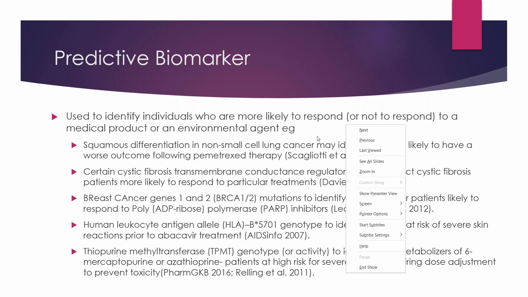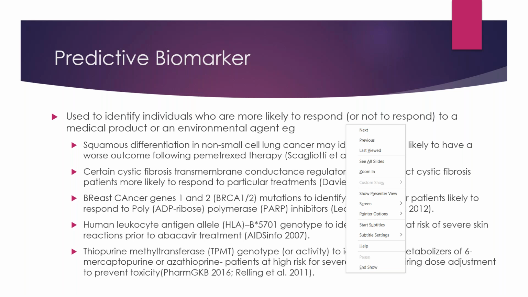So, for example, squamous differentiation in non-small cell lung cancer identifies subjects that are likely to have a worse outcome following pemetrexed therapy and who would be better off being treated with platinum-containing mixtures. Certain cystic fibrosis transmembrane conductance regulator mutations are known, and in fact, drugs have been designed specifically to interact with this transmembrane conductance regulator in order to manage cystic fibrosis. And so certain of these agents can only be successfully used in patients with the specific mutation of interest.